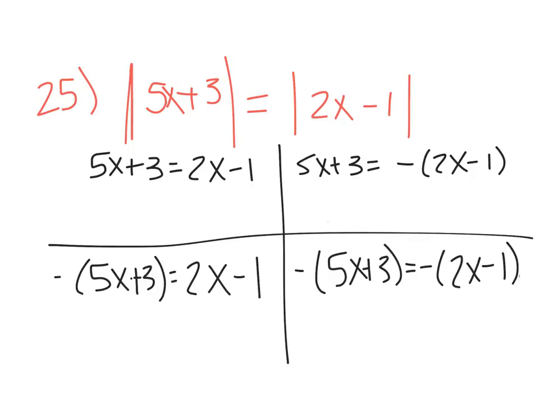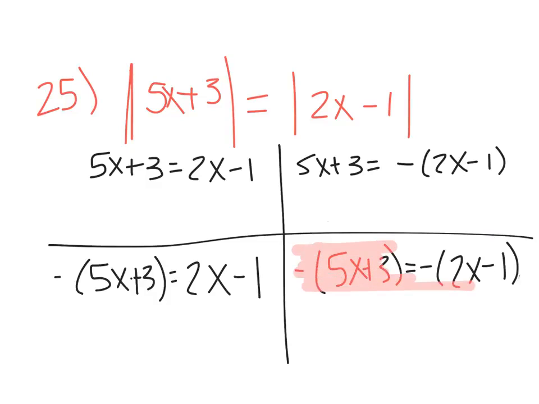So in option 1, they're both positive. Option 2, one positive, one negative. Option 3, one negative, one positive. Option 4, they're both negative. Seems like a lot of work, doesn't it? But what? A little bit. Okay.